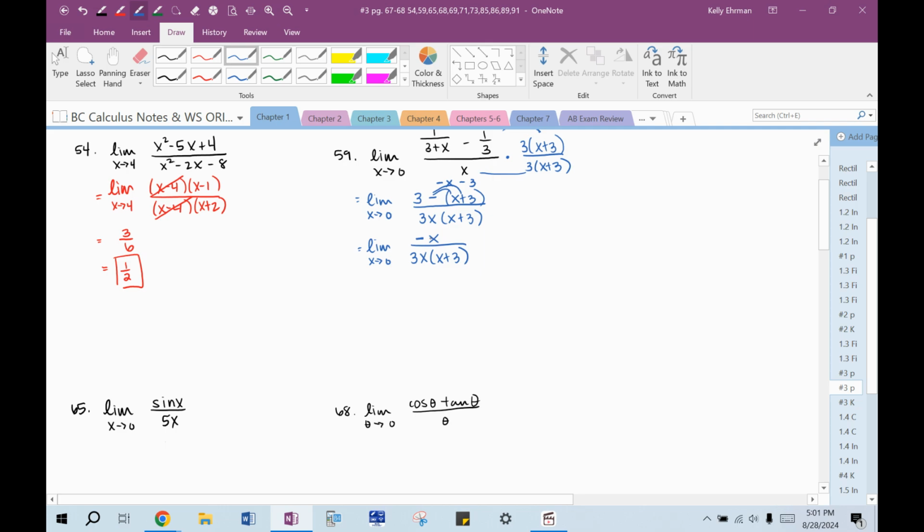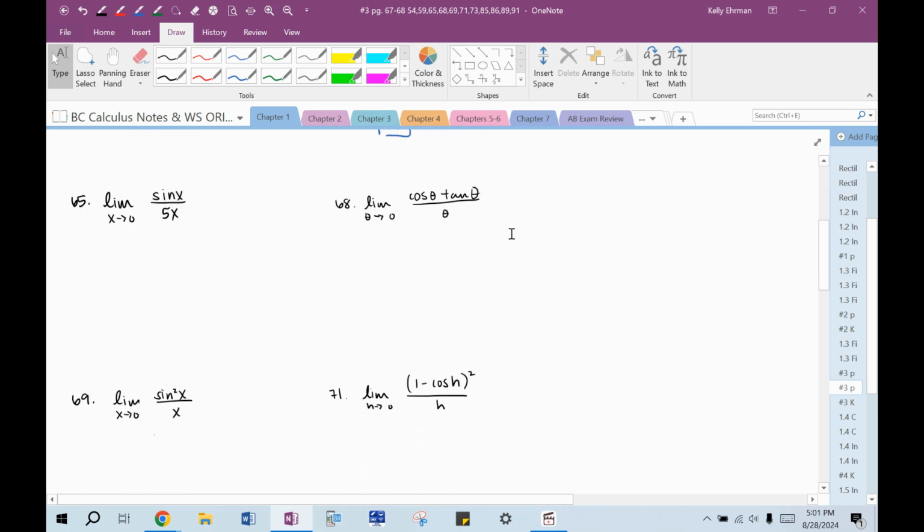I can simplify a little bit more. This x cancels with this one. I still have a negative up here, like a negative 1. So now when I try direct substitution, it's just negative 1 in the numerator. There's this 3 on the outside. 0 plus 3 is 3. So negative 1/9 is the limit of the original problem.